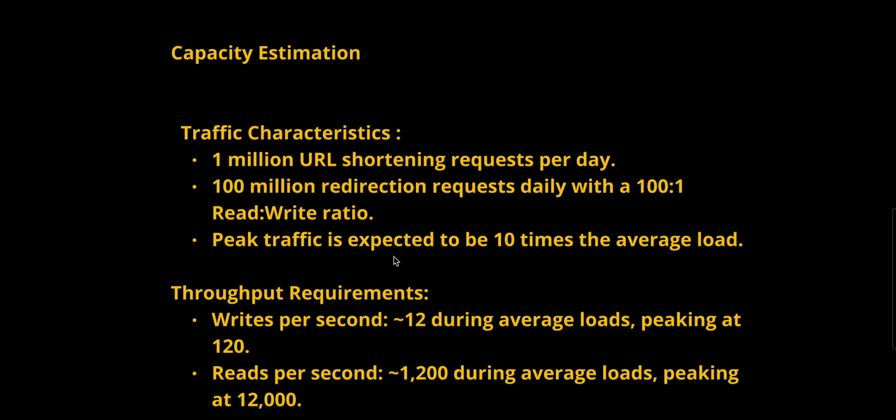Okay, let's talk about the capacity estimation. For this one, we'll have a lot of things. First, we have the traffic characteristics. Let's say we have 1 million URL shortening requests per day and 100 million redirection requests daily, with a 100 to 1 ratio from read to write. So our system is read heavy. The peak traffic is expected to be 10 times the average load.